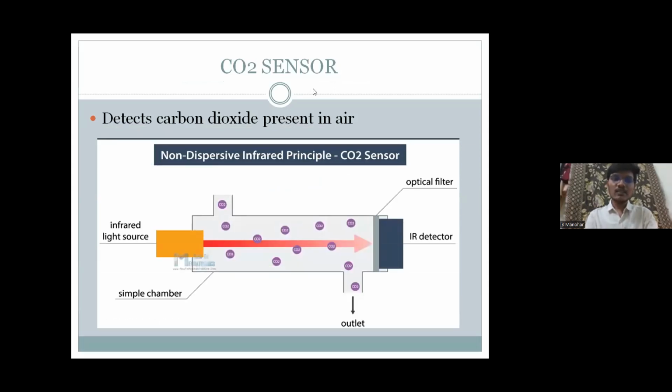On the other hand, CO2 sensor. Carbon dioxide is not only dangerous, but it can also cause dizziness and laziness, and it can reduce productivity by making people lazy. That's why we feel lazy even when we work for a little time in the workplace. And the principle of these CO2 sensors is the infrared principle.